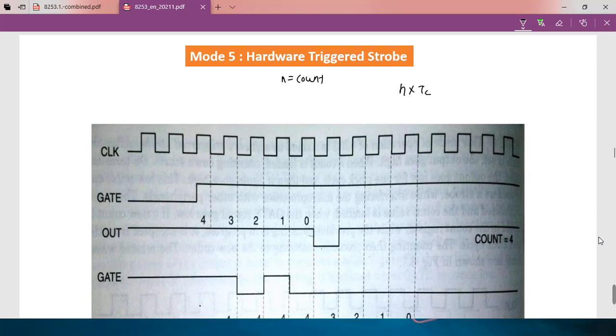Whenever you write a count, it will be loaded into the count register, and from the count register to the counter, but it does not start counting unless you apply a low to high pulse on the gate pin. So whenever you apply a low to high pulse on the gate pin, on the first negative edge it starts counting, meaning 4, then 3, then 2, then 1, then 0, and we get a low pulse of 1 clock pulse duration, generated after 4 into TC time.